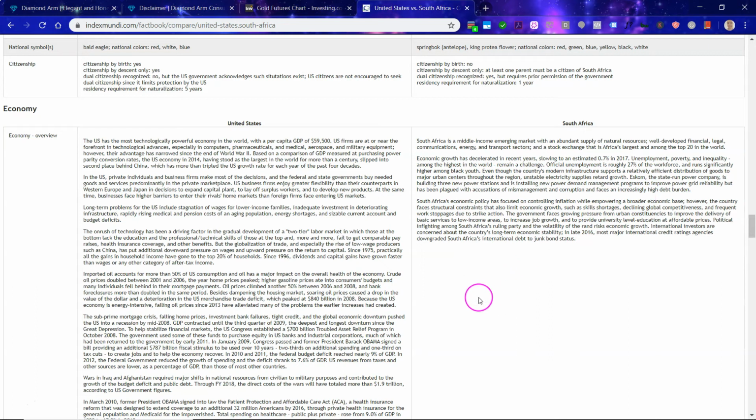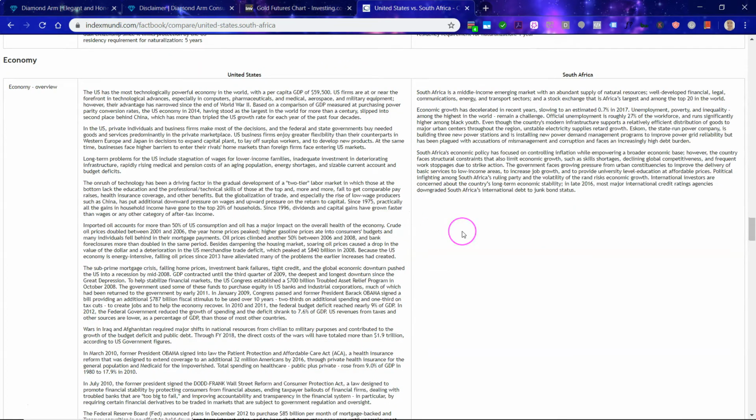Eskom, the state-run power company, is building 3 new power stations and is installing new power demand management programs to improve power grid reliability, but has been plagued with accusations of mismanagement and corruption and faces an increasingly high debt burden. Yeah, this is very critical infrastructure with some severe vulnerability.